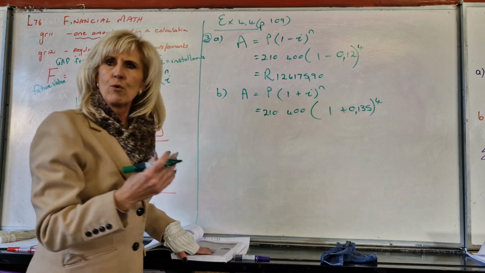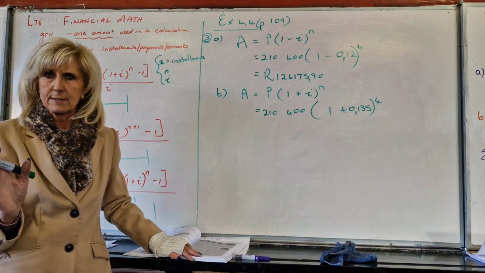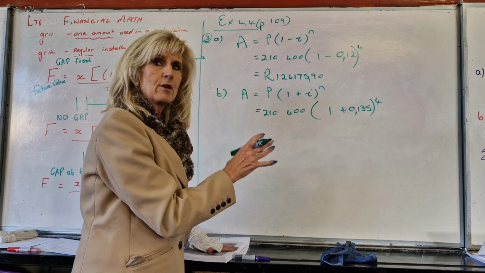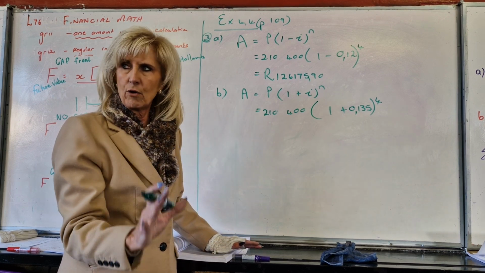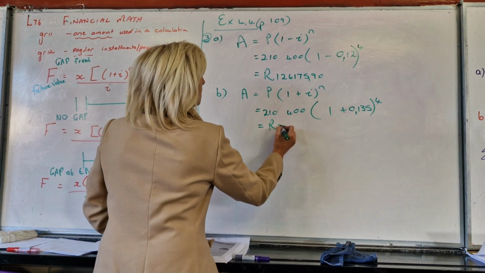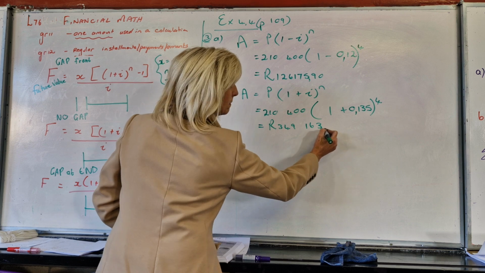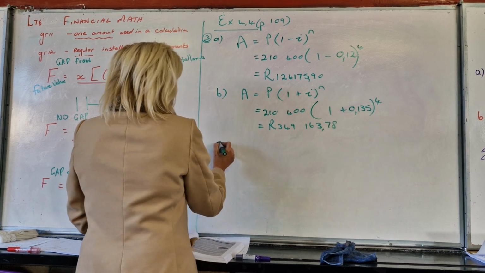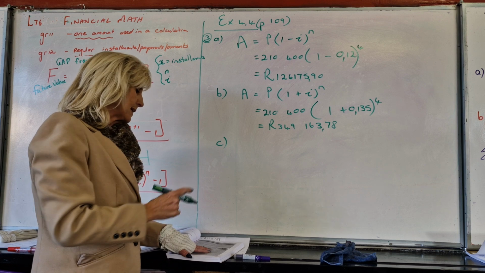0.135. Okay, or 13.5 over 100, but let's all do the same thing, then we're on the same page. Not divided by anything because inflation, thank heavens, is also only annual. Never half yearly, monthly, etc. Answer please. 349,163.78.